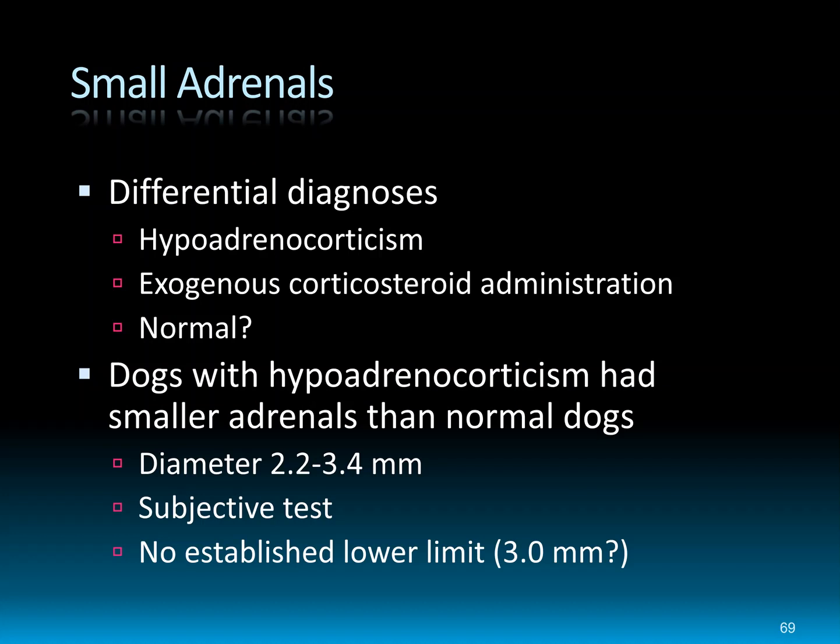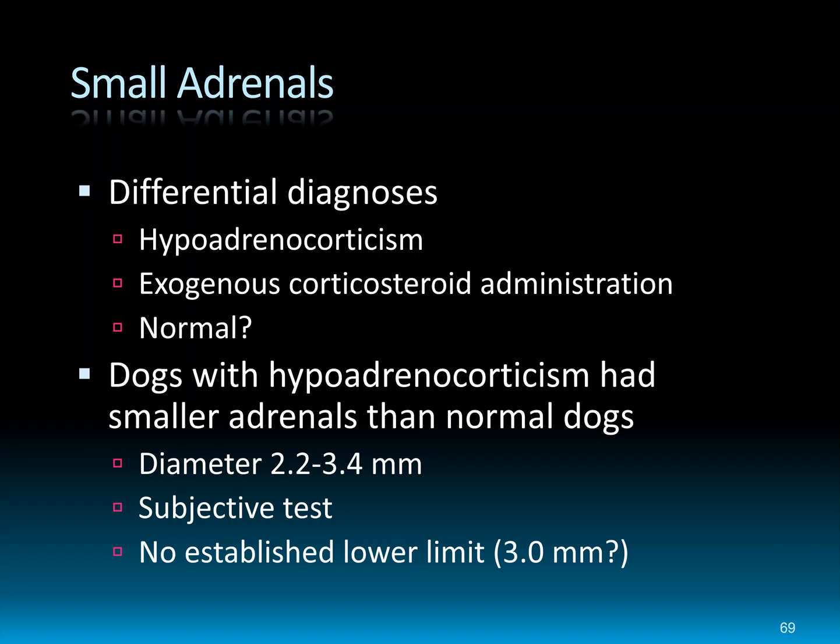Other side of the spectrum, what about small adrenal glands? A couple options. Hypoadrenocorticism, so Addison's disease, would be one thought. Iatrogenic Addison's would be another, so exogenous corticosteroid administration is going to affect the whole hypothalamic pituitary adrenal axis and cause atrophy of the glands, so that would be another reason to have small adrenal glands.